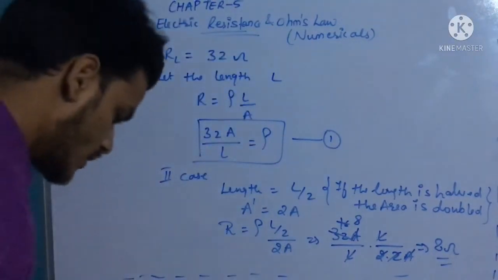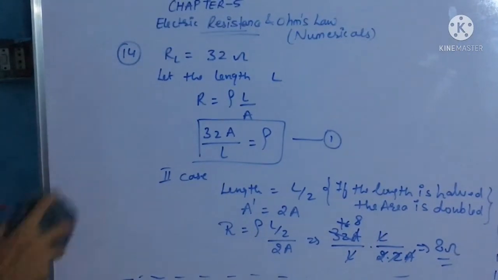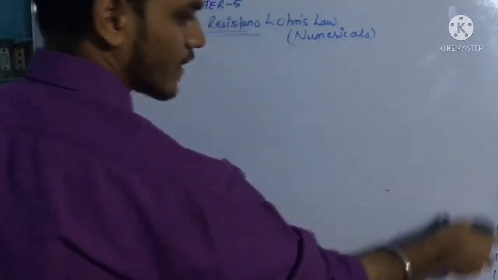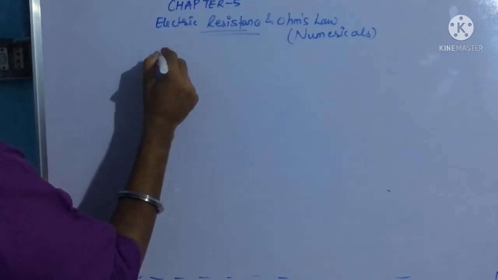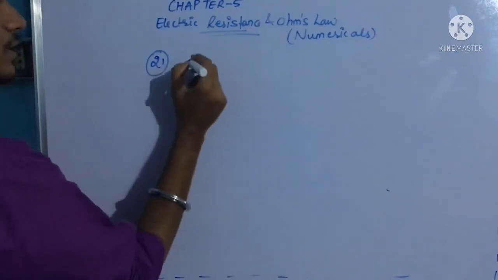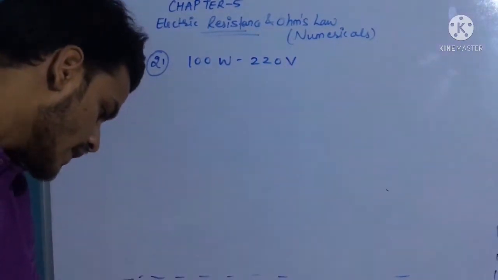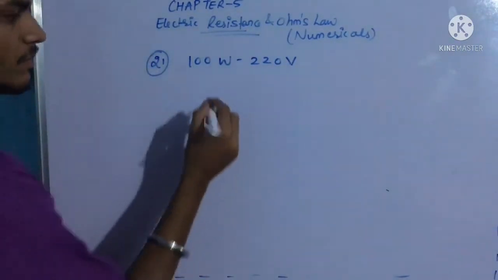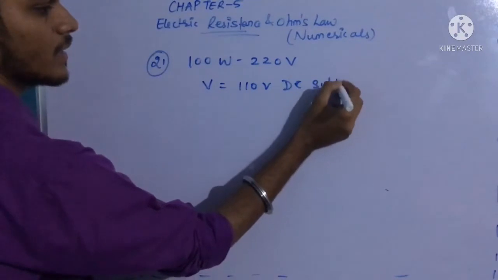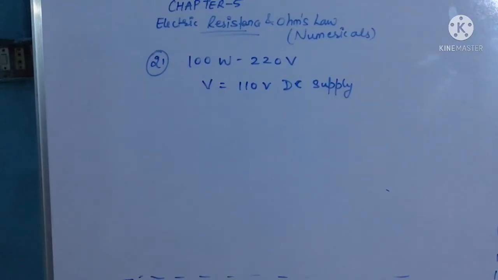Moving on to the next question, question number 21. It is also a tricky question. What does question number 21 say? A 100 watt 220 volt bulb is connected to a 110 volt DC supply. So the potential is given as 110 volt DC supply. What we have to find is the power consumed by the bulb. So how will you find the power?